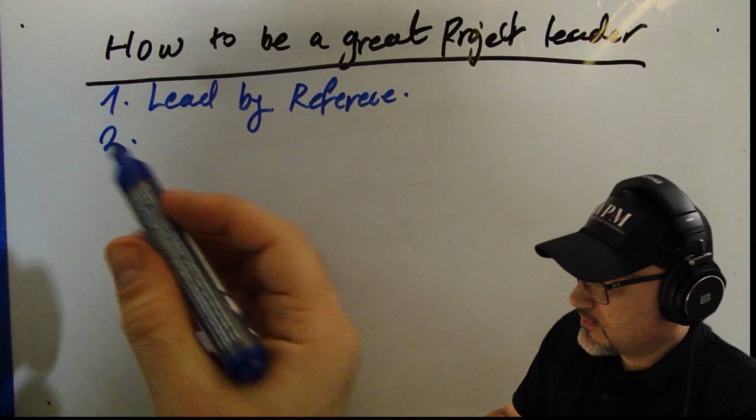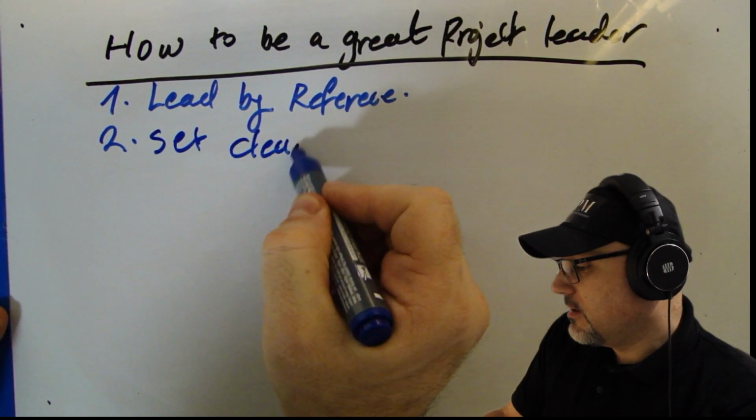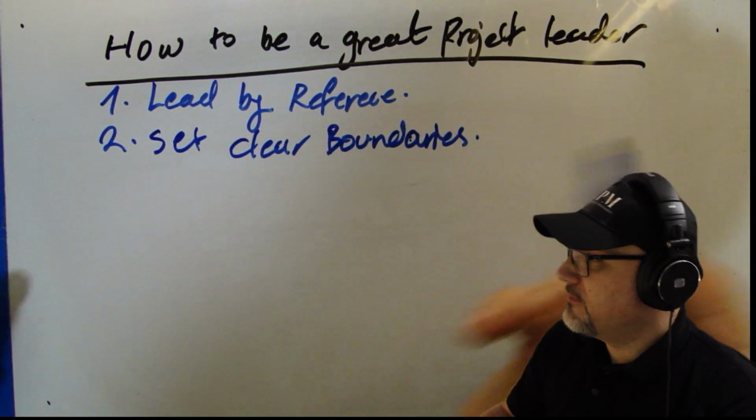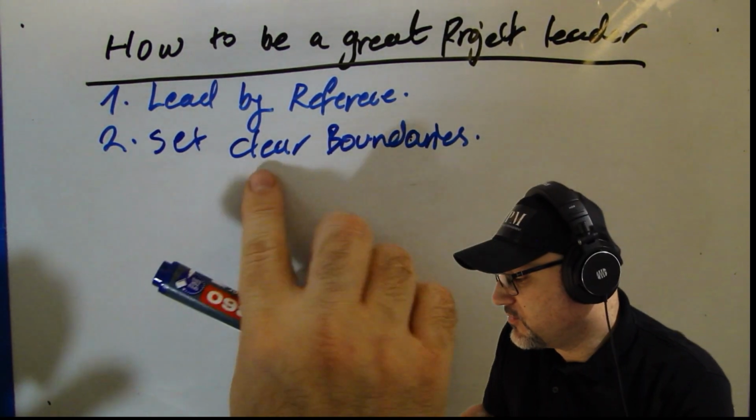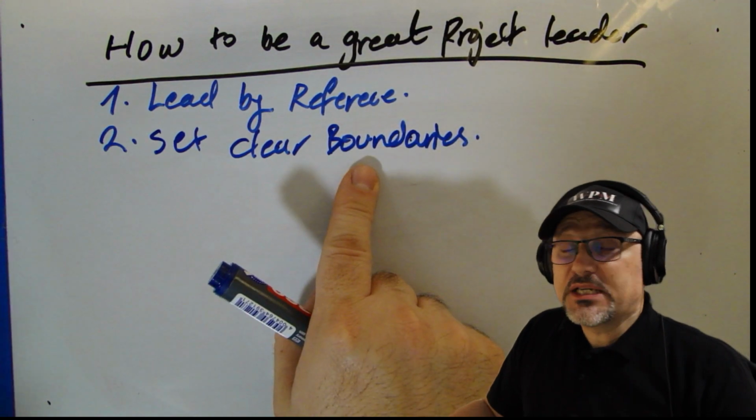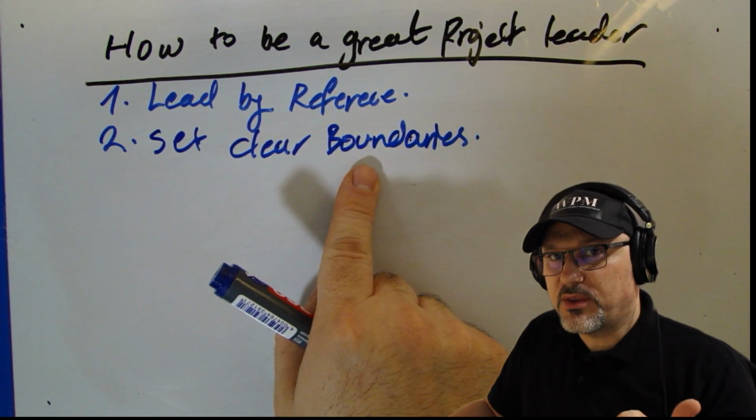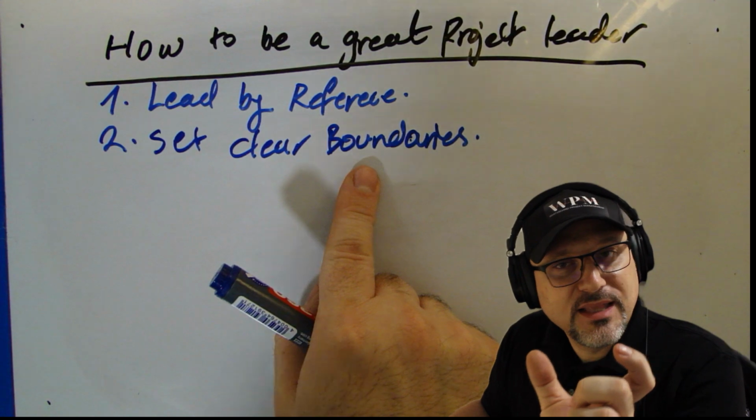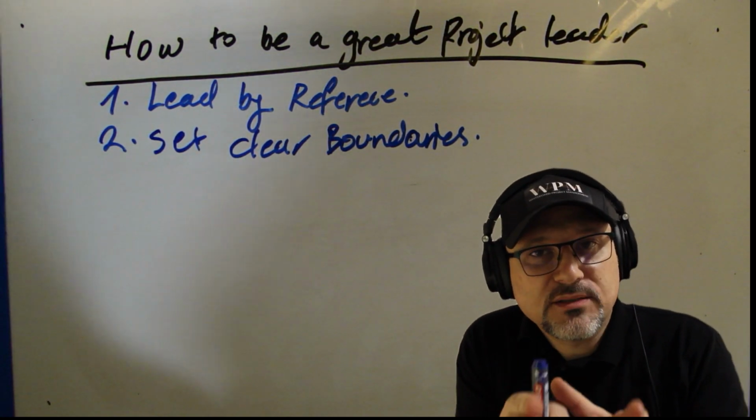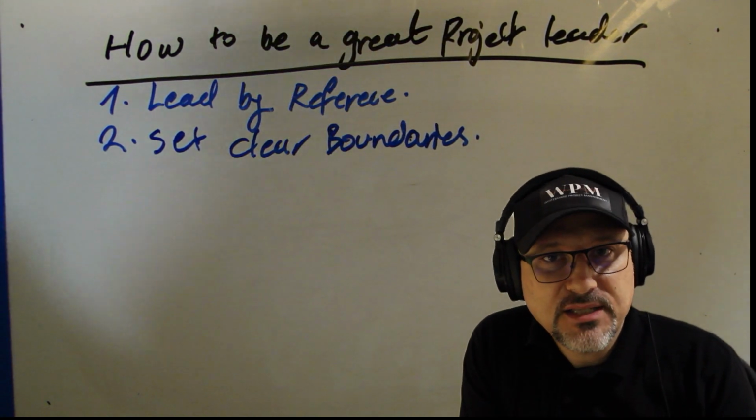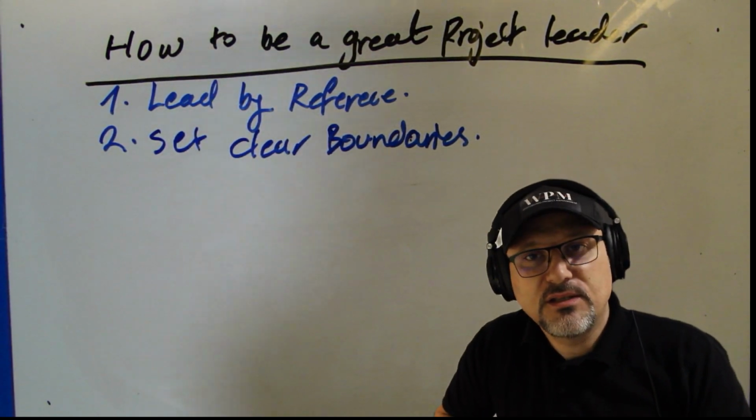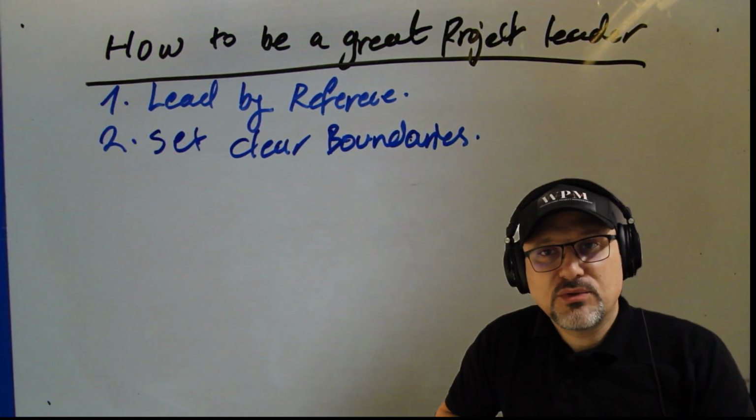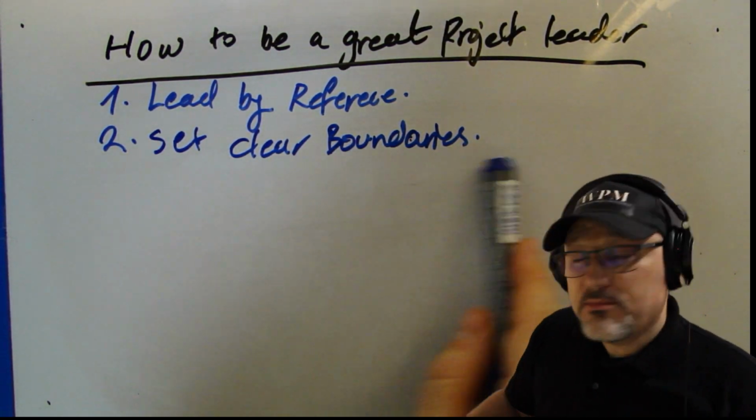Okay, point number 2. Set clear boundaries. It means you are setting clear boundaries for your project team and for the project deliverables as well. You are setting the boundaries for, let's say, a document: what type of information to be included in that document, not to include more than what is needed, not to include less than what is needed. The quality is important for you.